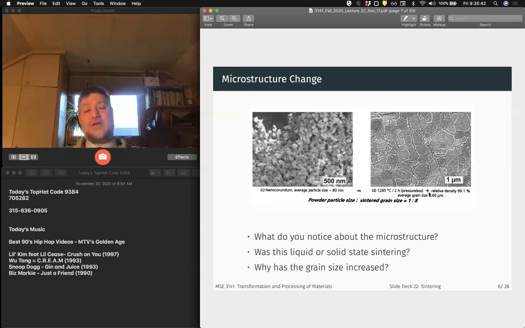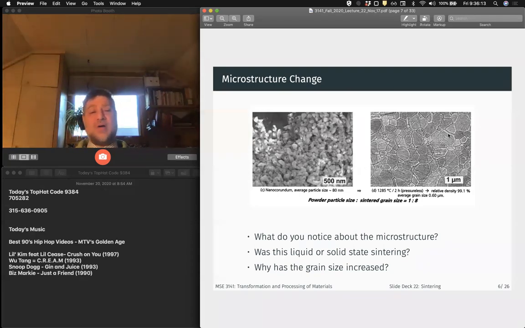The grains are a little less than a micron, and we started with an average particle size of 80 nanometers, right? So the grains themselves have increased by about a factor of 10 in size, meaning that more than one particle has formed into a grain, right? So today we're talking about how do I go from the powder to a solid compact.